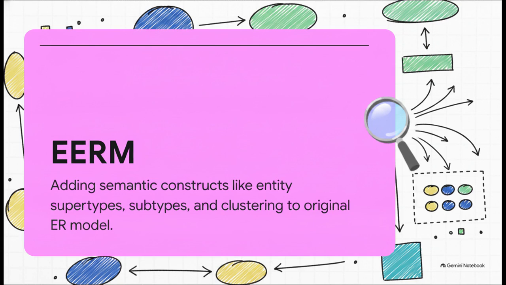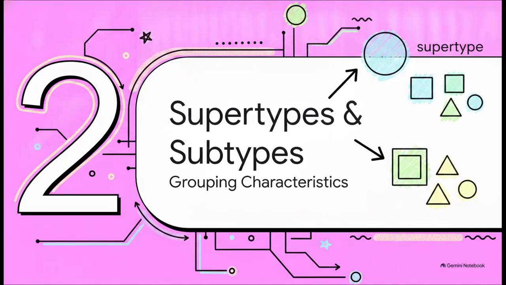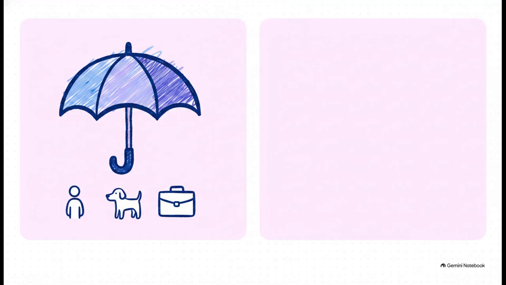Things like entity supertypes, entity subtypes, and entity clustering. When we sketch this all out graphically, we call it an EER diagram, or EERD for short. But what do these new constructs actually do in practice? Let's take a look. That brings us to Section 2, Supertypes and Subtypes. This is all about grouping unique characteristics, and these are the core tools we use to categorize our data more effectively. Let's define these terms clearly, as you'll be using them a lot.